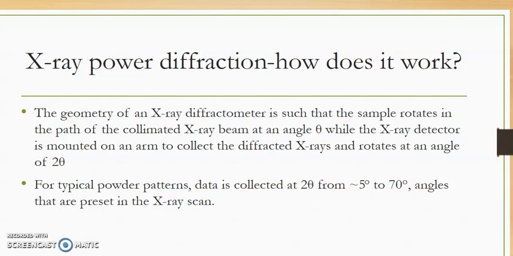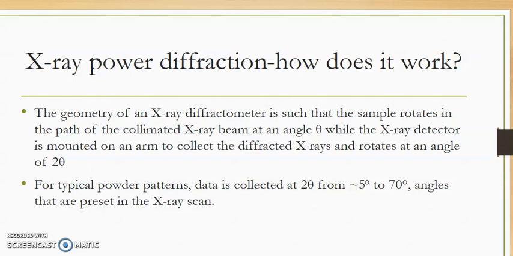This is actually a recorded figure. Now, how does it work? The geometry of the X-ray diffractometer is such that the sample rotates in the path of a collimated X-ray beam at an angle theta, where the X-ray detector is mounted on an arm to collect the diffracted X-rays and rotates at an angle of 2 theta.